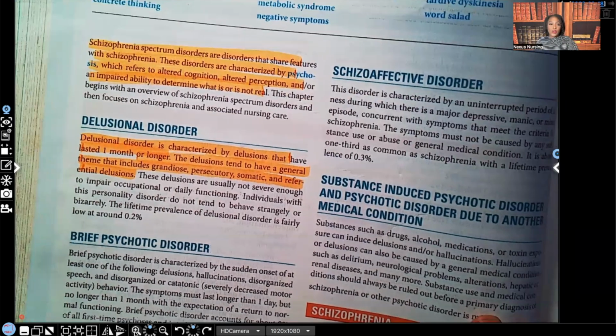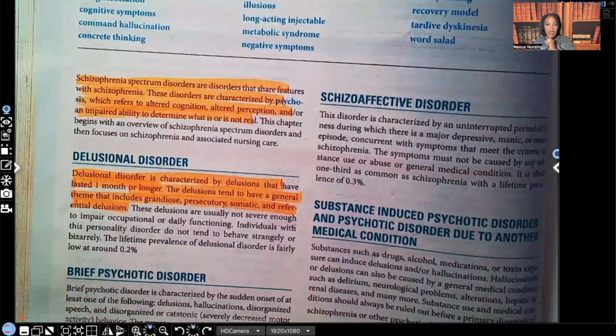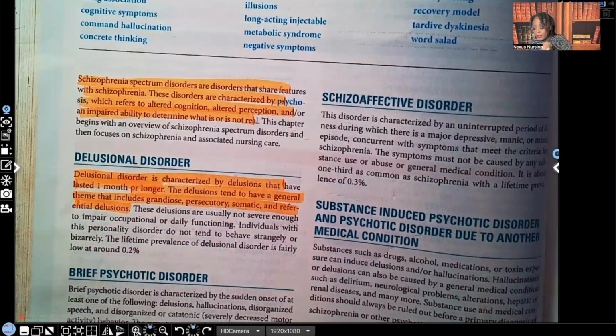All right, let's get started. So schizophrenia. Oh, I need to get my notes. I took them off yesterday. It looks crazy. I'll point with my pen. So look what it says.